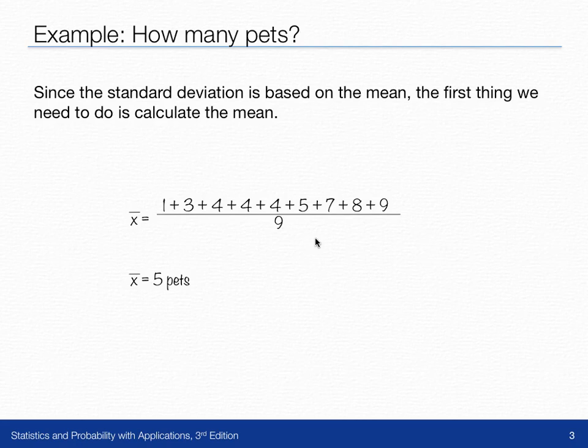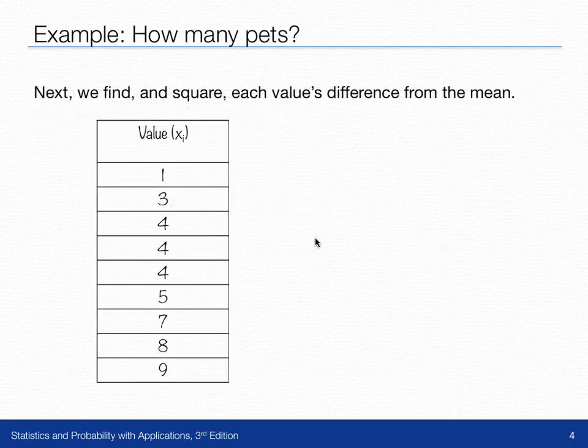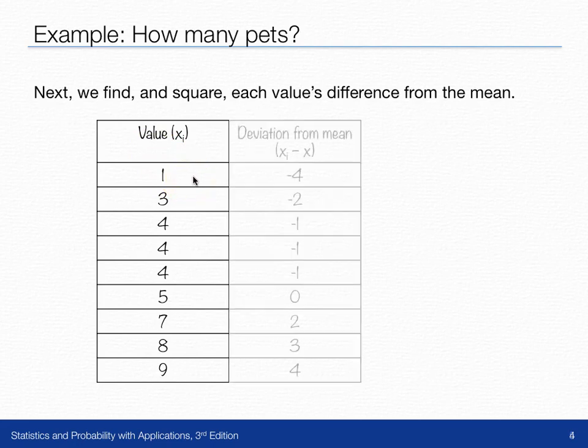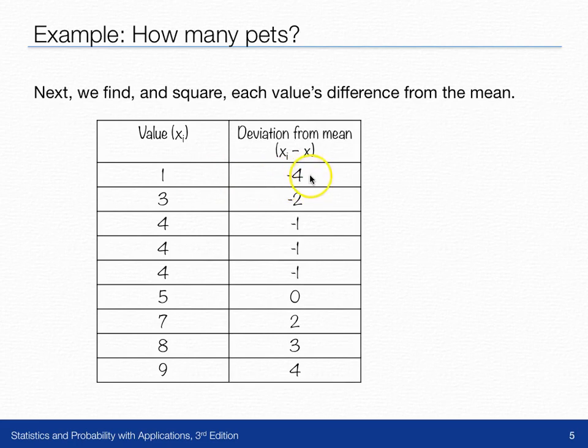The next thing we're going to do is make a table with all the values in it. And we're going to find and square how different each of these values is from that mean of 5 pets. So the value of 1 is 4 away from the mean. It's 4 below the mean. So the difference between 1 and 5 is -4. We're going to do that with all of the values, and we're going to obtain this.